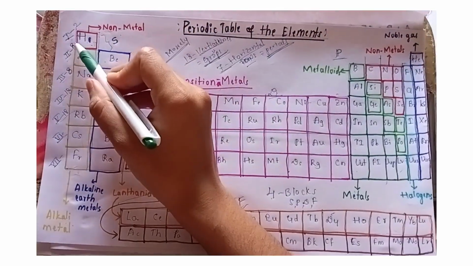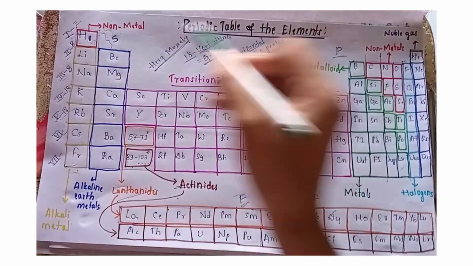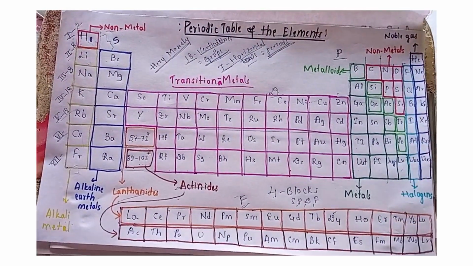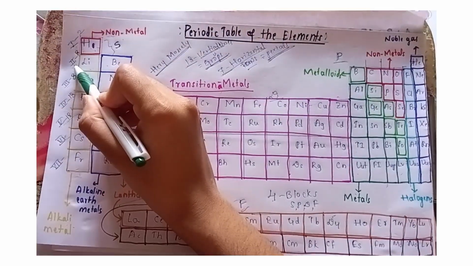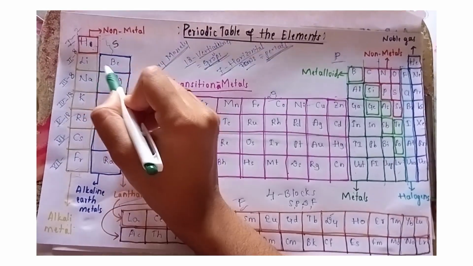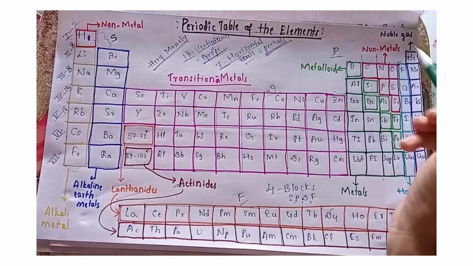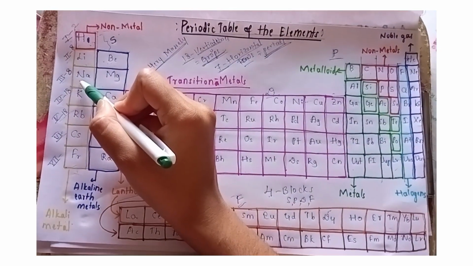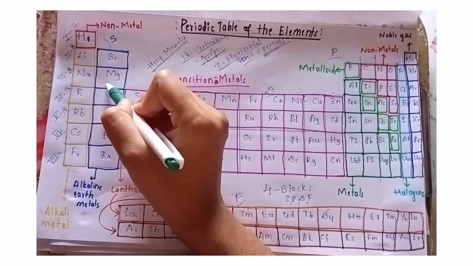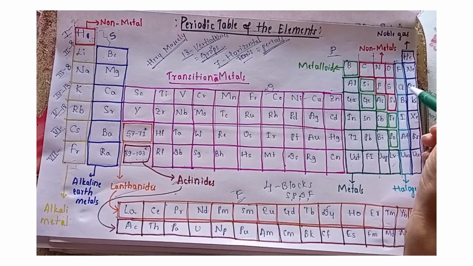In the first period, the first row, there are 2 elements. Hydrogen and helium are the 2 elements present in the first row. In the second row, there are 8 elements, starting from lithium, beryllium, boron, carbon, nitrogen, oxygen, fluorine, neon. In the third row, there are also 8 elements: sodium, magnesium, aluminium, silicon, phosphorus, sulfur, chlorine, argon.